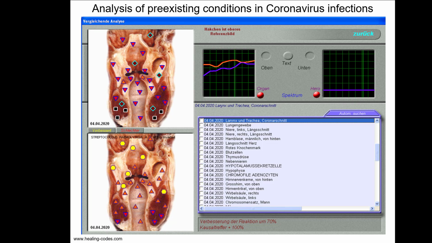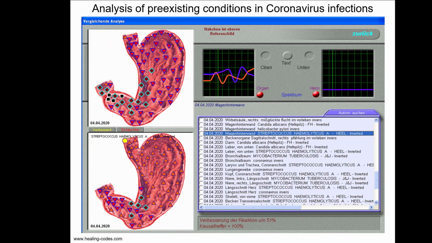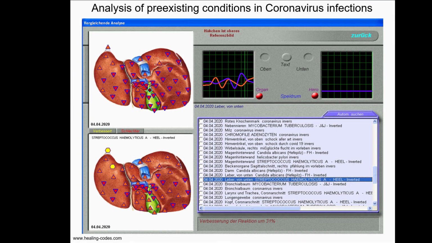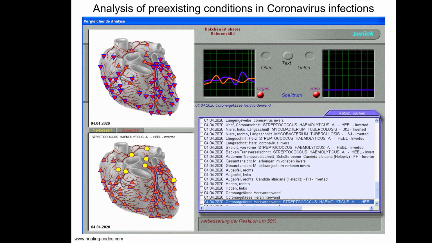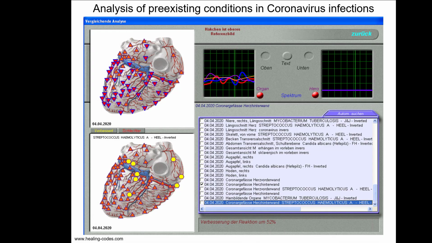Streptococci can also be found in the stomach, where the energy situation improves to a total of 51% after inversion of Streptococci and Candida albicans together. Also, the liver improves further by a total of 31%. The heart muscle is loaded with 29%, the coronary vessels by 58% and 52% respectively. It cannot therefore be ruled out that the patient suffers from coronary heart disease.